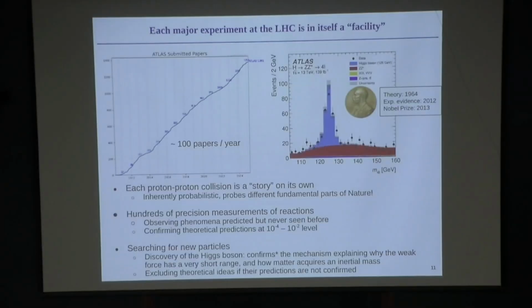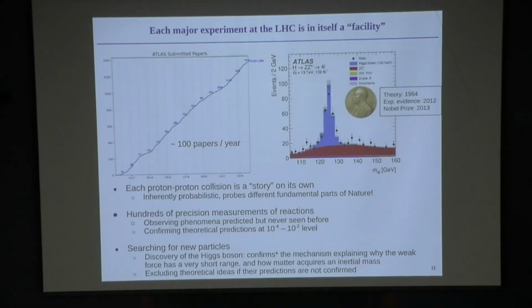And this is back to the same thing as was said before. Each proton-proton collision is a sort of story by itself. You only know probabilistically what will happen, but each type of reaction that happens gives you access to a different type of physics. So by studying different types of reactions, we can study different types of fundamental physics. One famous example is the discovery of the Higgs boson. It confirms the mechanism explaining why the weak force has such a short range. And as a bonus, it also explains why fermion matter has an inertial mass.